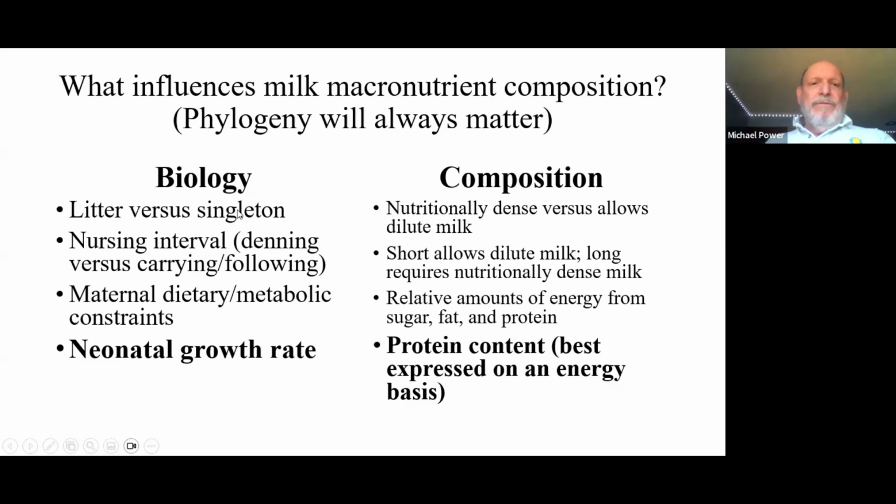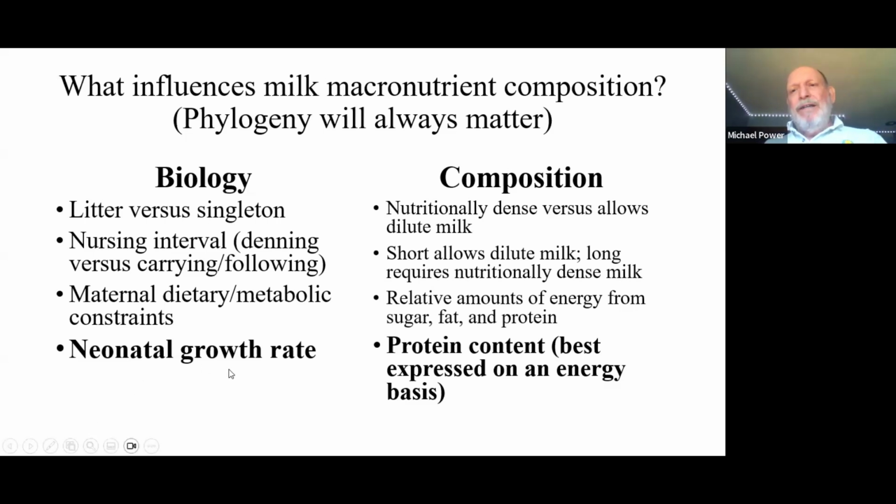This is on one side, for the infant. Here we have maternal constraints. There's a whole set of dietary and metabolic constraints on the mother because we're always talking about a potential conflict here. What's good for the infant is often a cost for the mother. And so you have to balance those things. But what I'm going to talk about for the rest of the talk is neonatal growth rate.